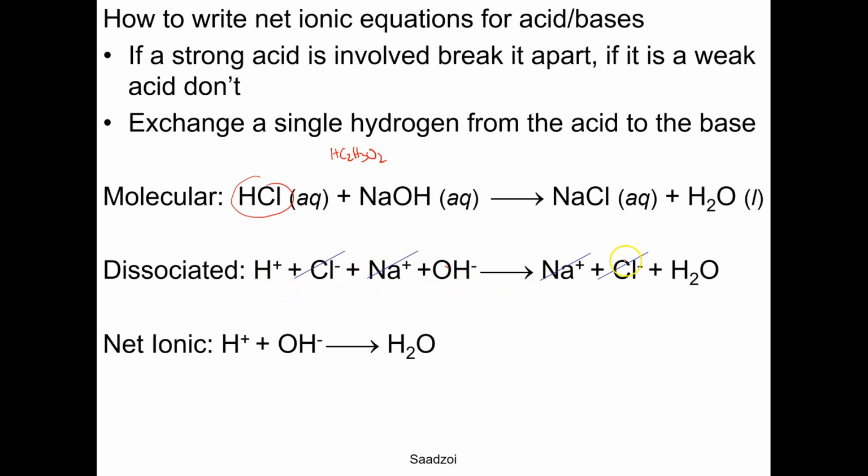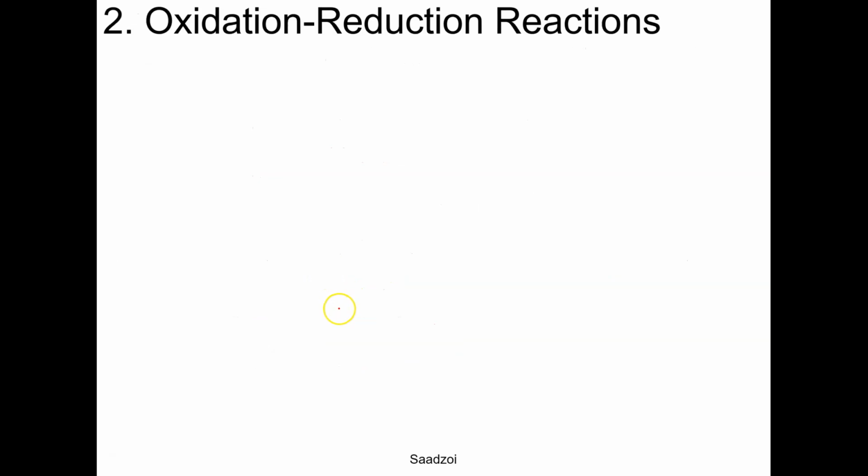So H plus OH minus produces H2O, which is called your net ionic equation. This is a strong acid, strong base, net ionic. This is always what it will look like. Any strong acid and base will have this as its reaction every time because the cations go away. So be aware of that. Not the cations, but the other two ions involved that are not involved in the reaction.